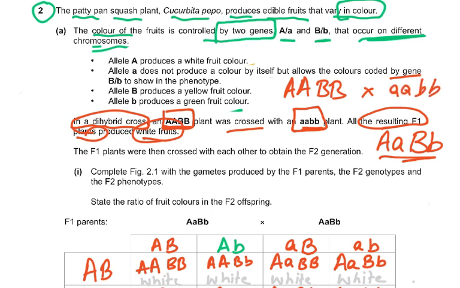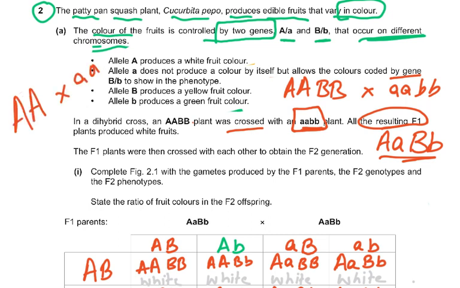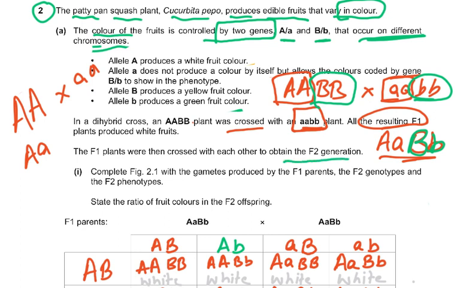Sometimes, if you can't do this sort of situation all at once, you can separate them. When I am mentally thinking, I say, okay, big A crossed with small a. Let's look at this one first. What are all the offspring going to be? They're all going to be big A small a. And then let's take this separately: big B crossed with small b. All of them are going to be big B small b. So please try to understand this and then it becomes very easy. Then they were all crossed with each other to obtain the F2 generation. Now complete figure 2.1 with the gametes produced by the F1 parents, the F2 genotypes and the F2 phenotypes.